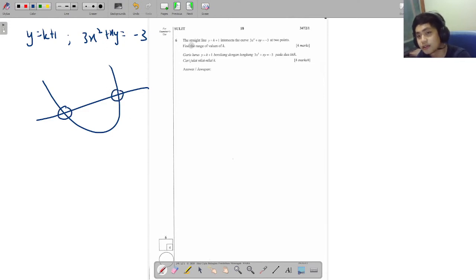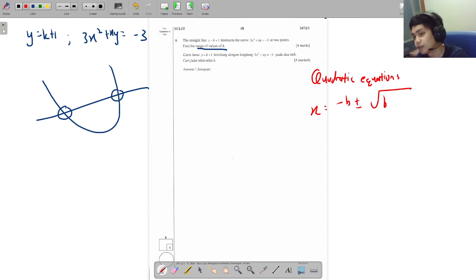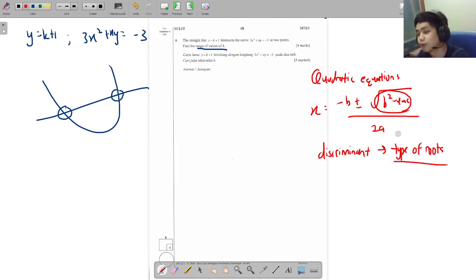So if you notice, they ask us for the range of values of k, and this is technically related to one of the subtopics we have, which is quadratic equations. Now if you recall from the quadratic formula, x equals negative b plus minus square root of b squared minus 4ac over 2a, we know that this part here is called the discriminant. So discriminant is basically short for discrimination. So what is it discriminating? It's discriminating between the types of roots, which condition will fulfill which roots.